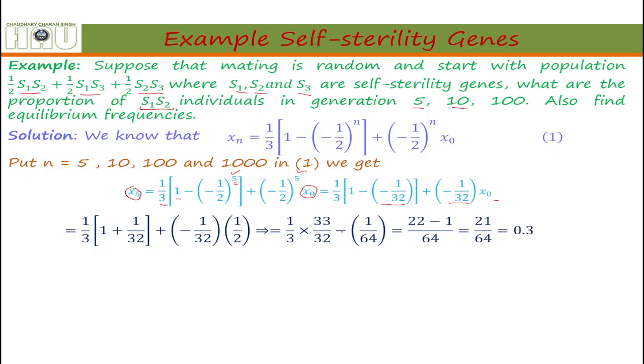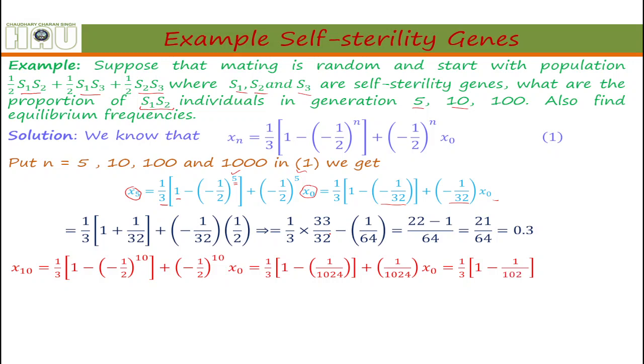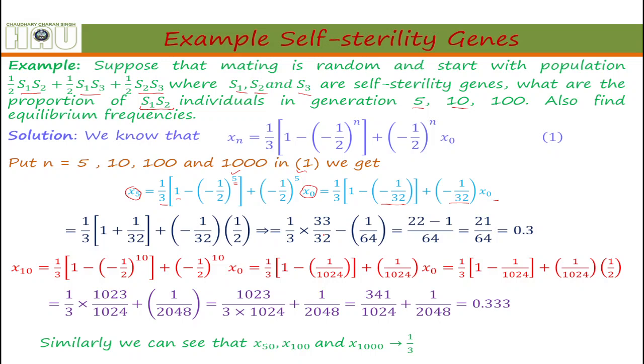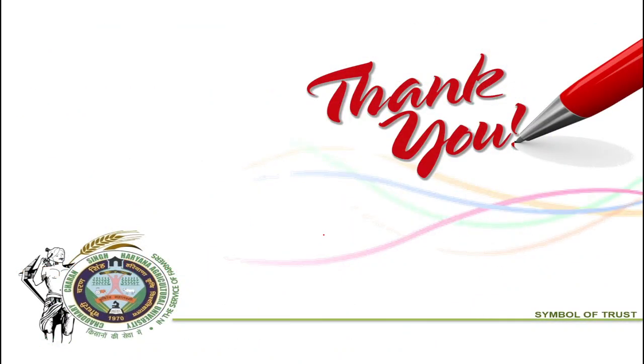It will give you about 0.3. Now find the frequency in the 10th generation. If you find the frequency in the 10th generation, that also comes out to be about 0.3. If you simplify it, it gives you again 0.33. Similarly, we can see that x50, x100 and x1000 also approach 1 by 3. So thank you very much.